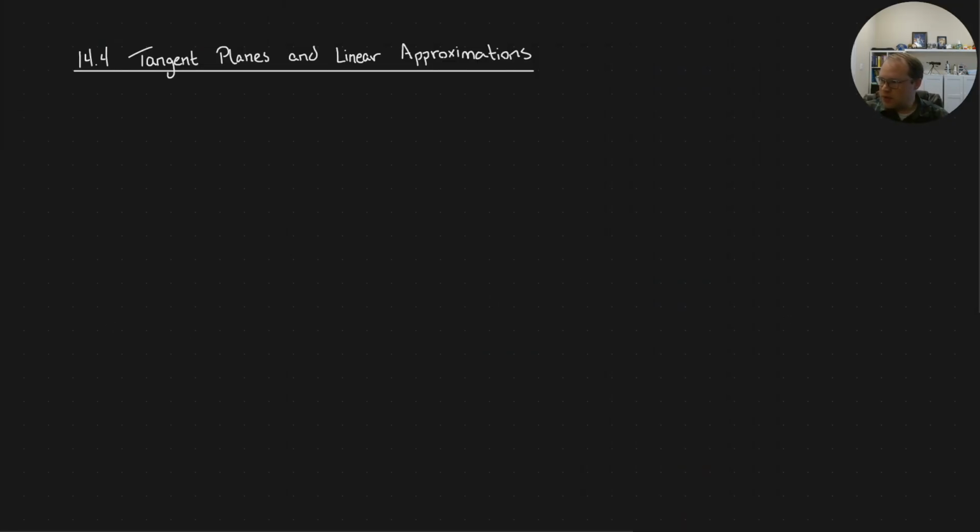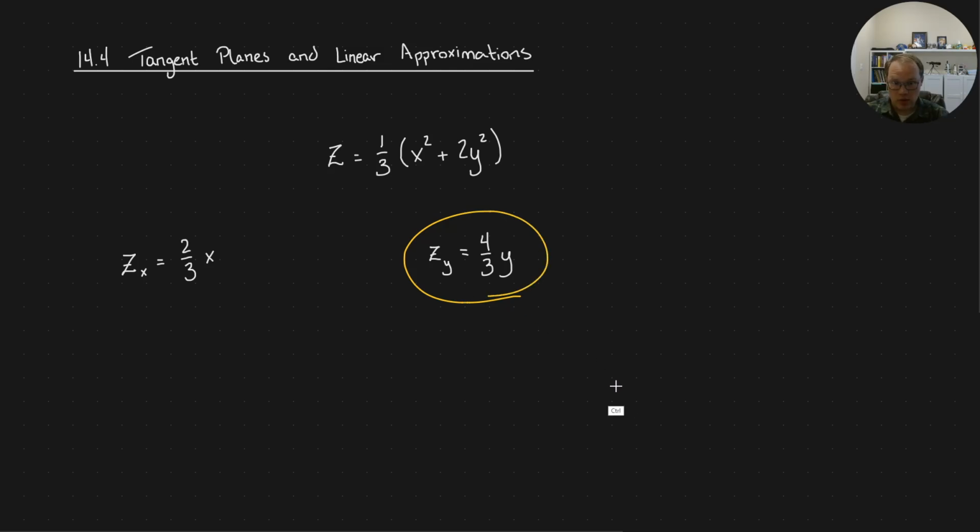Okay, so let's use the particular function we're dealing with in this example. z equals 1/3 x squared plus 2y squared. I'm going to take the partial derivative with respect to x. I get 2/3 x. And if I take the partial derivative of z with respect to y, I get 4/3 y. So these will tell me the tangent behavior of the traces going in the x direction and in the y direction.